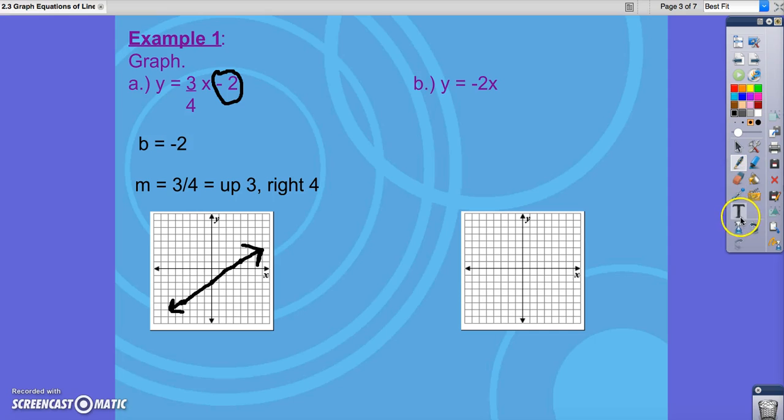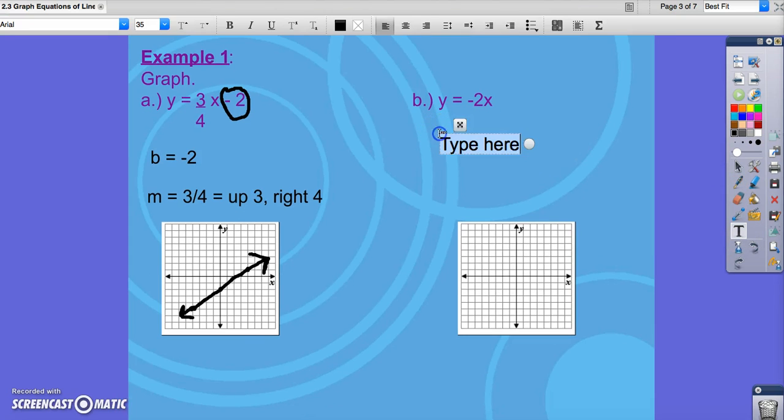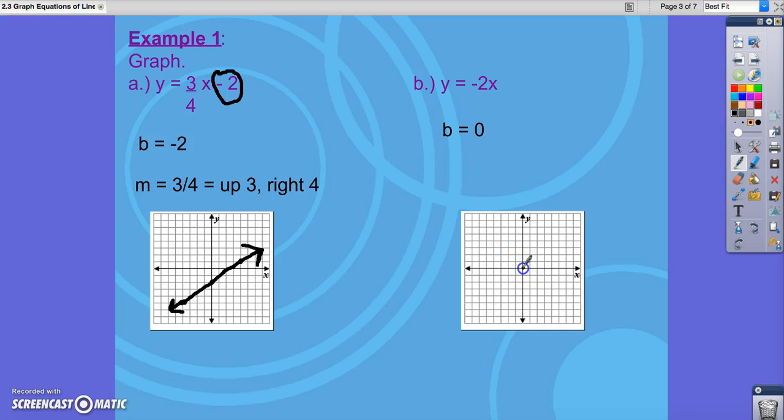Now in B, my problem's y equals -2x. And you're going to notice I'm missing the b or the y-intercept. Think about what that should be. It should be 0, because there's nothing here. So if it's 0, I'm not going to move up or down. 0 is just 0, so my y-intercept is 0 and it's right at the origin.